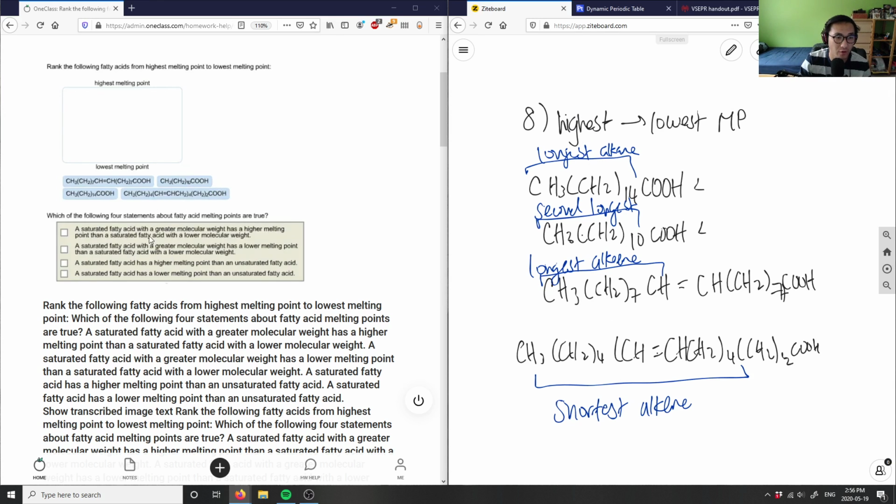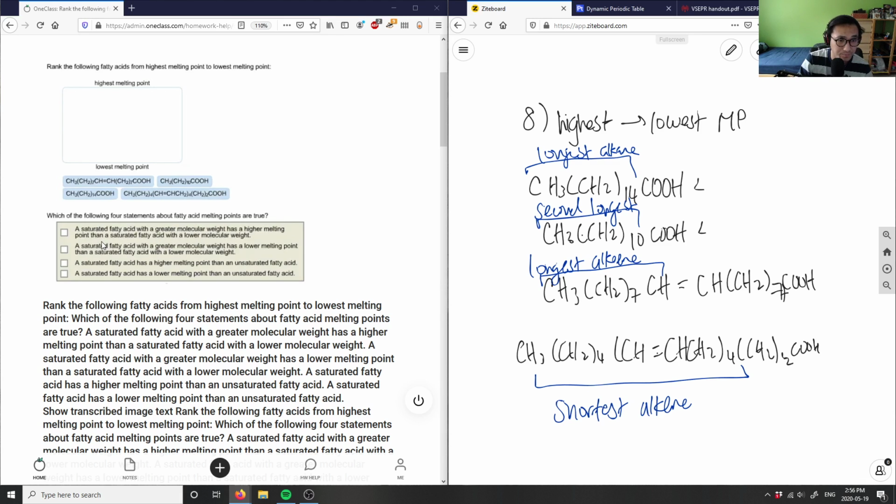And again, it says which of the following four statements are true. So we're saying a saturated fatty acid with a greater molecular weight has a higher melting point than a saturated fatty acid with a lower molecular weight. So this guy is true because the higher the molecular weight, the higher the melting point, the stronger the London dispersion forces. So A is correct.